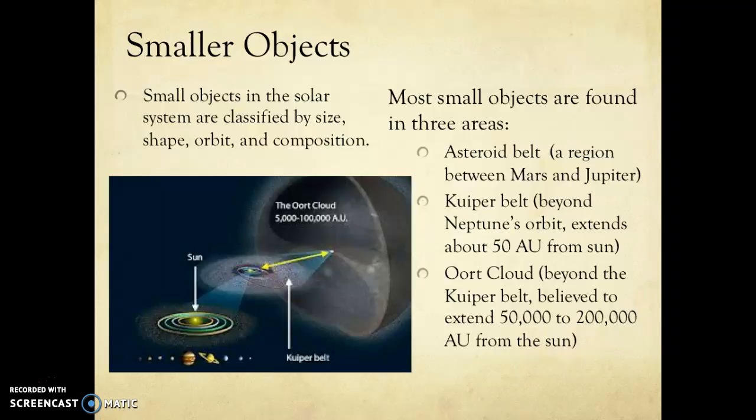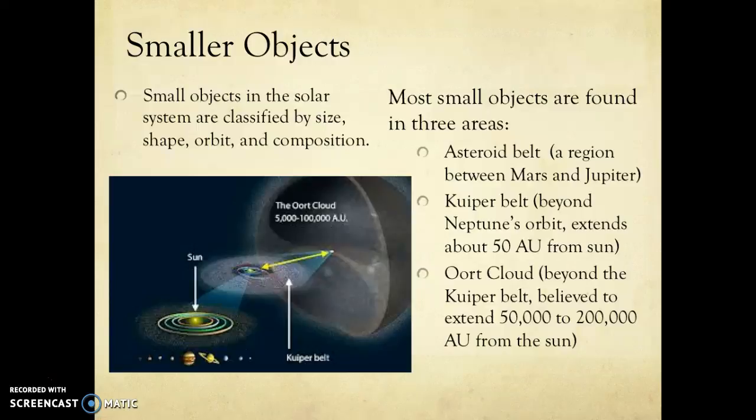Now, most of these small objects are found in 3 areas. We have the asteroid belt, and the asteroid belt is between Mars and Jupiter, and it's a large region where there's a lot of asteroids. Now, another region, as I mentioned before, is the Kuiper belt. Now, this is actually past Neptune's orbit. So this goes to around 50 AU from the Sun, so it is pretty far away. And again, that's beyond the orbit of Neptune.